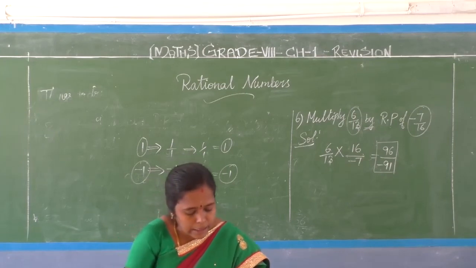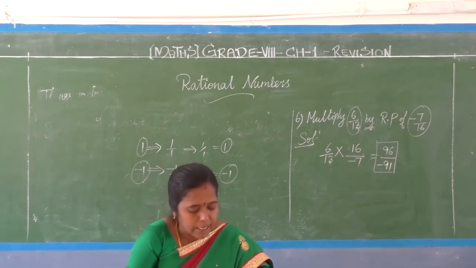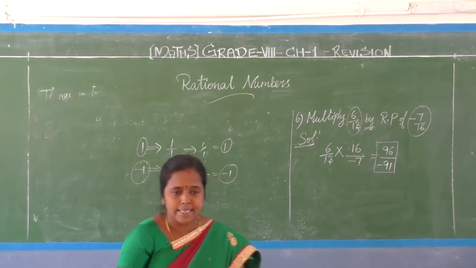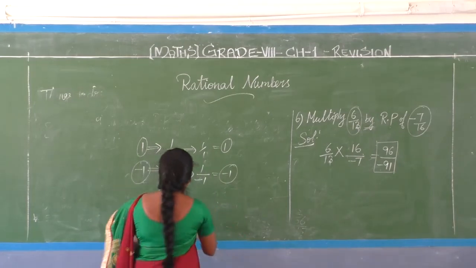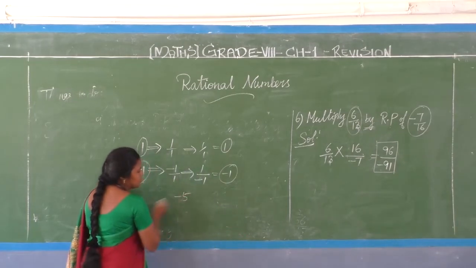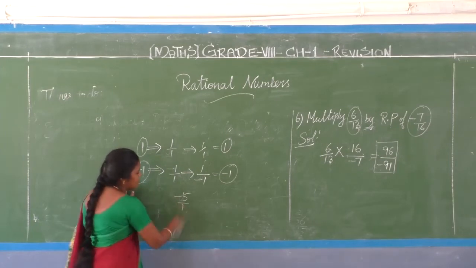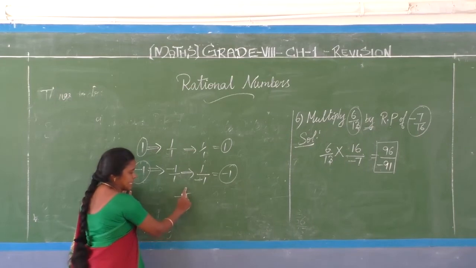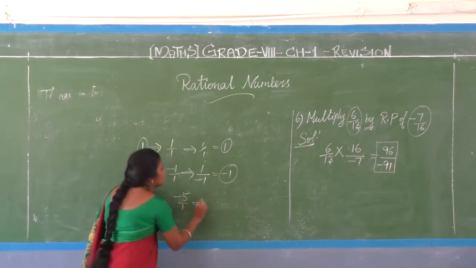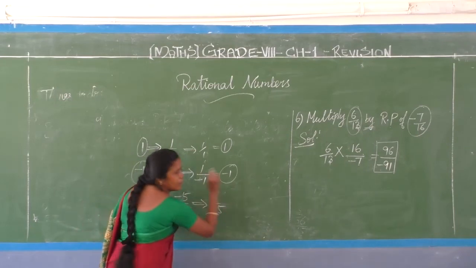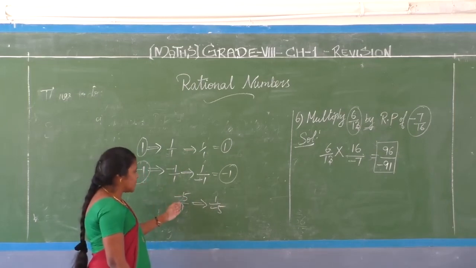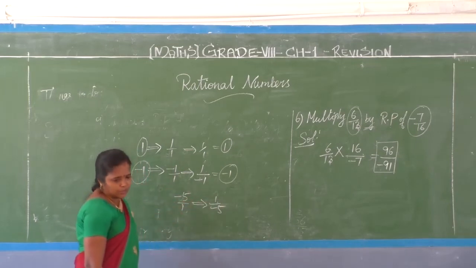Clear? The third question is a fill in the blank. The reciprocal of minus 5 is dash. The reciprocal of minus 5. What is this reciprocal? Actually this is an integer. You know how to write it in rational form? Minus 5 by 1. Clear? Now it is in rational form. What is this reciprocal? 1 by minus 5. The reciprocal of minus 5 is 1 by minus 5.